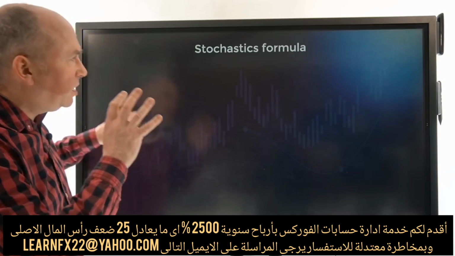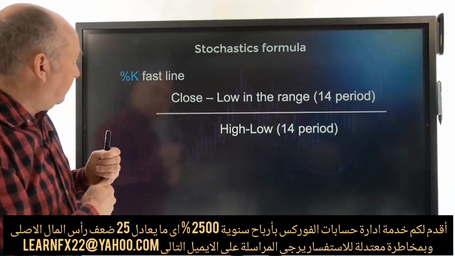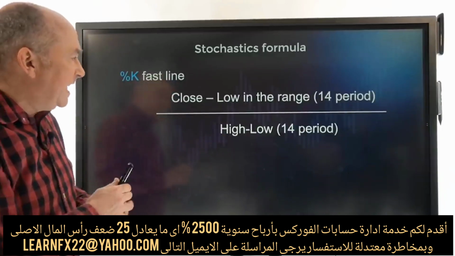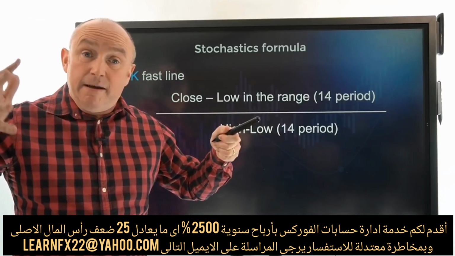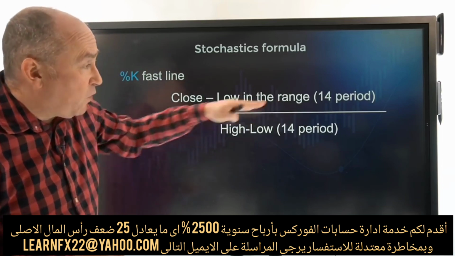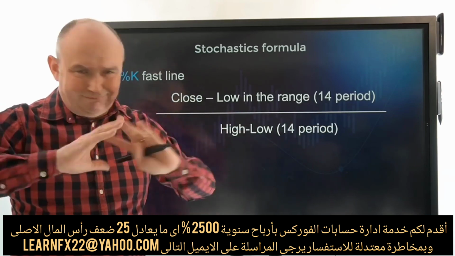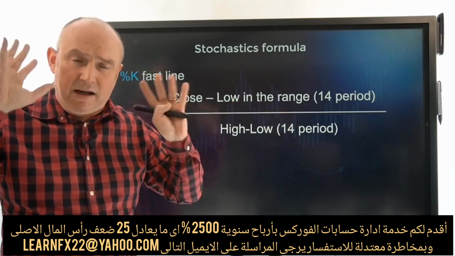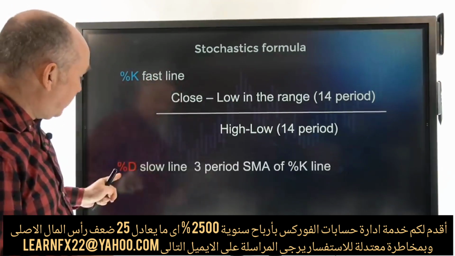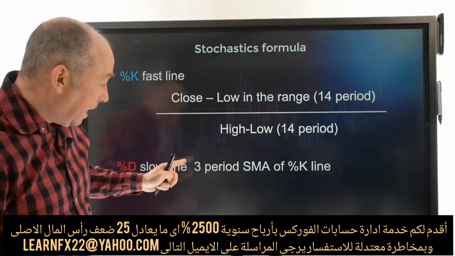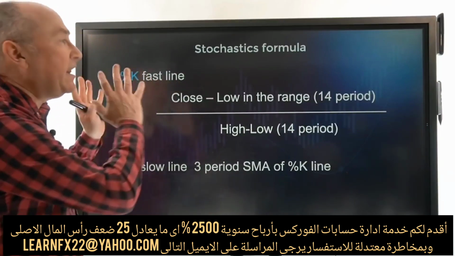I don't want to go too much into the details, but this is the formula that Lane came up with in the late 50s. The fast line, the %K line, is the closing price minus the low of the last 14 periods, divided by the high minus the low over the same period. Don't worry too much about that. I'll show you on a chart in a moment exactly what it is showing you, and it'll make it a lot clearer. And the percentage D line is the slow line, the 3 period moving average of the percentage K line. So they're the formulas.